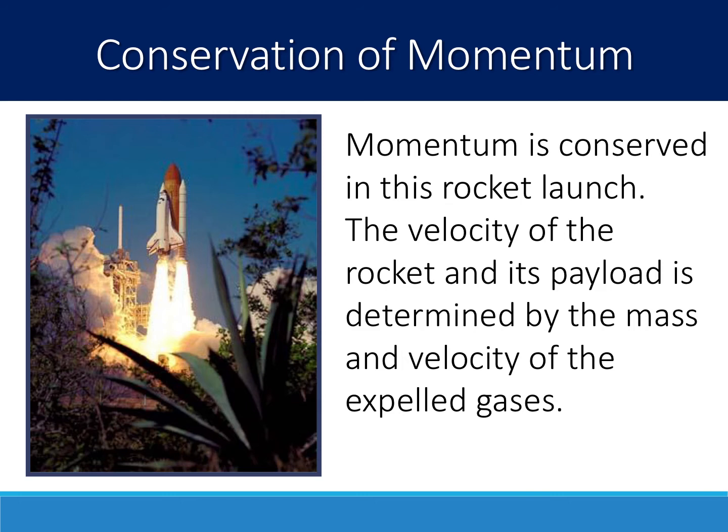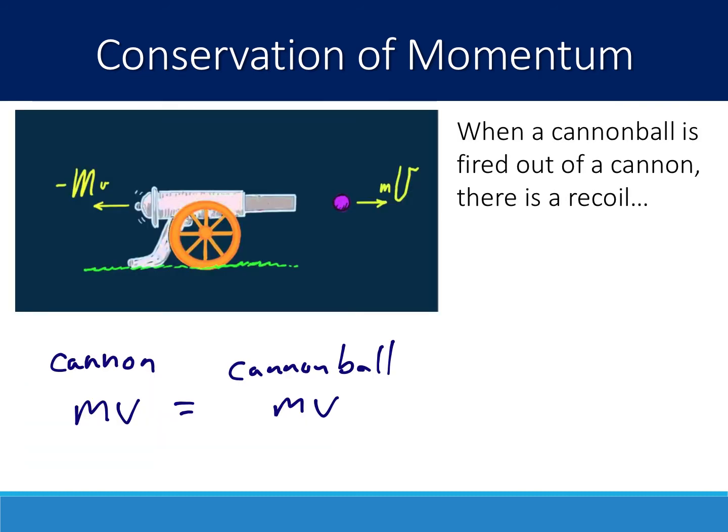So even when we look at rockets, the momentum has to be conserved. The velocity of the rocket and its payload is determined by the mass and the velocity of the expelled gases. So we can't create or destroy any momentum, even in a rocket launch.